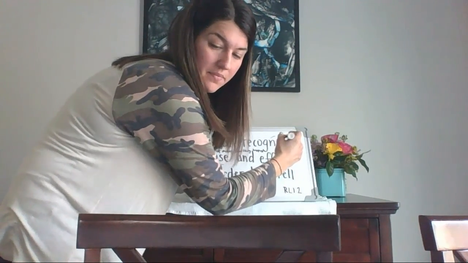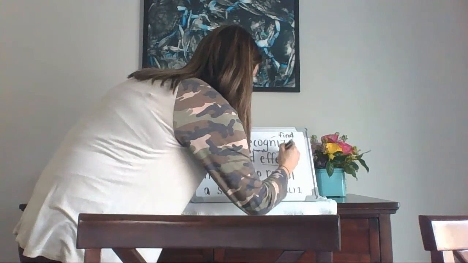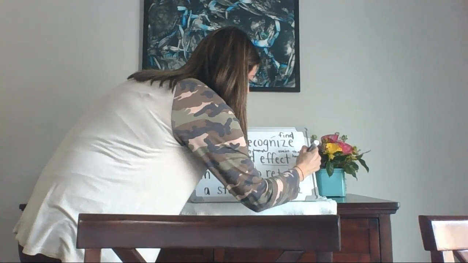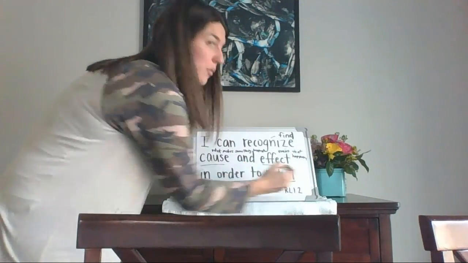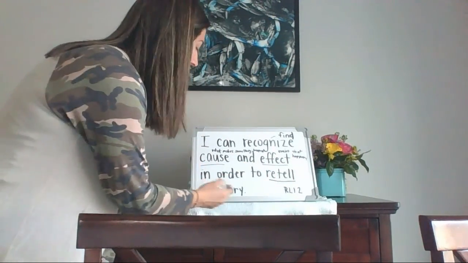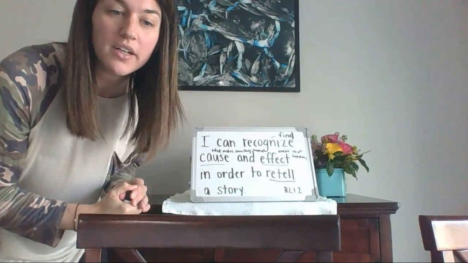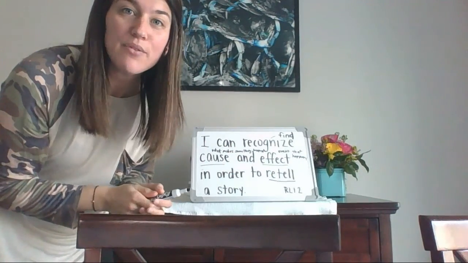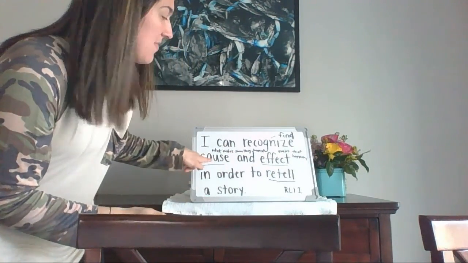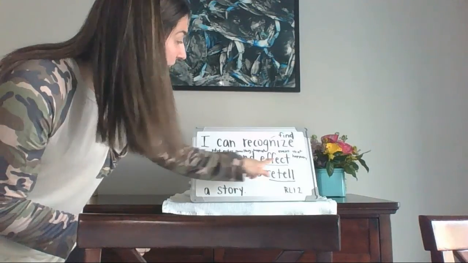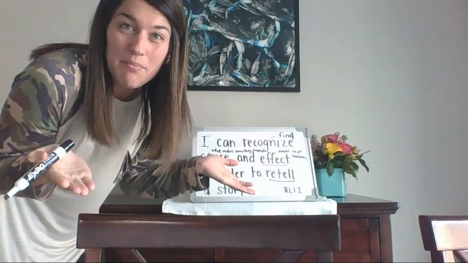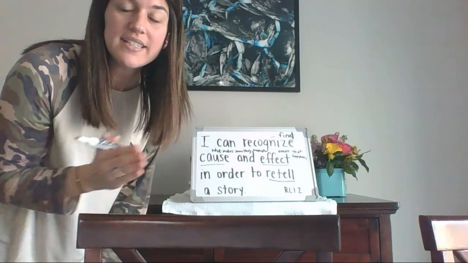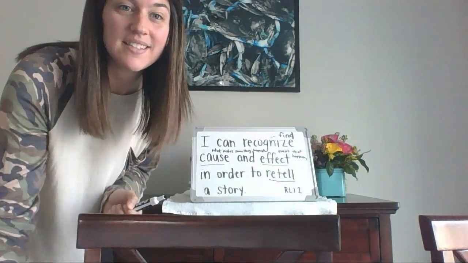So the effect is the event that happens, in order to retell the story in order. We're going to tell the story in order, and cause and effect helps us do that. Like I was saying, the one time that I forgot to set my alarm, that was the cause. That's what made something happen. And then the effect that happened. So what happened because I didn't set my alarm? I was late for work. So when we think about the cause and effect, we can retell the story in order with those important events.